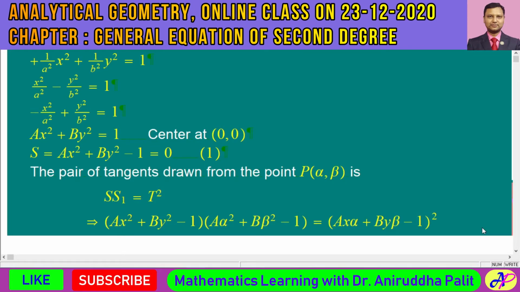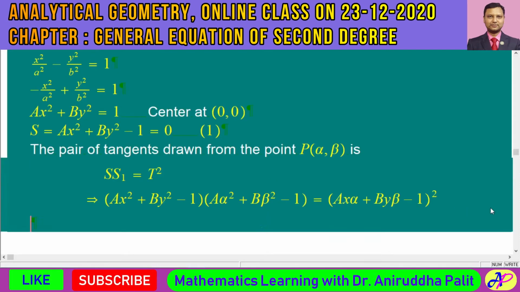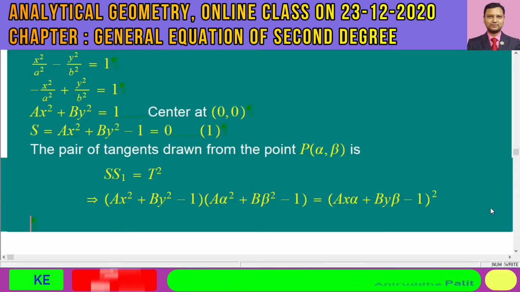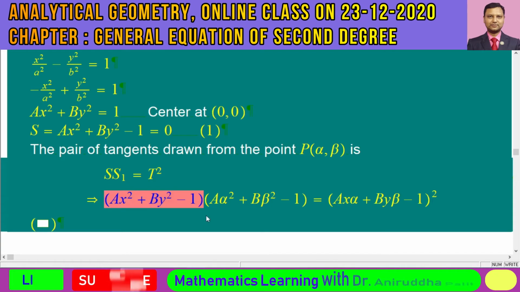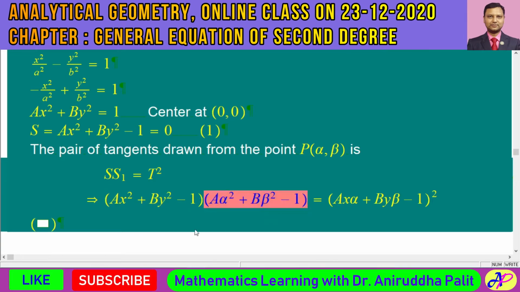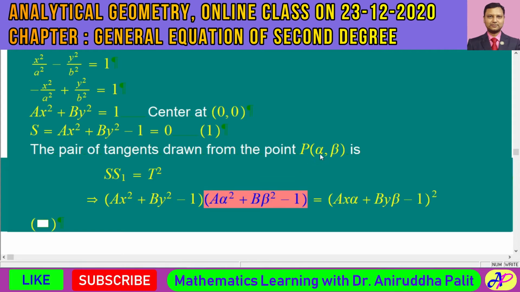Then what is A? A is the coefficient of x square. Now in that case, I need to identify the coefficient of x square. What would be the coefficient of x square? From the left hand side, if we multiply this factor, this is actually a constant quantity. After putting x is equal to alpha and y is equal to beta, this expression becomes a certain constant quantity.